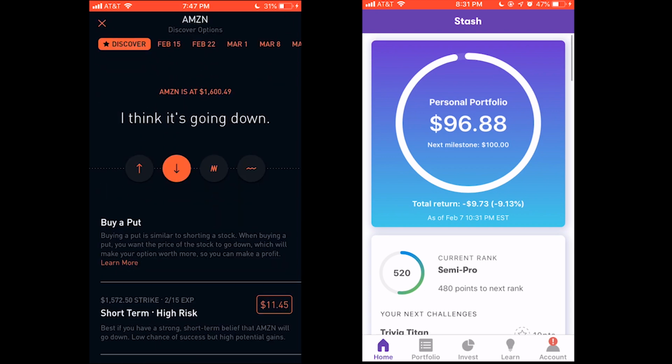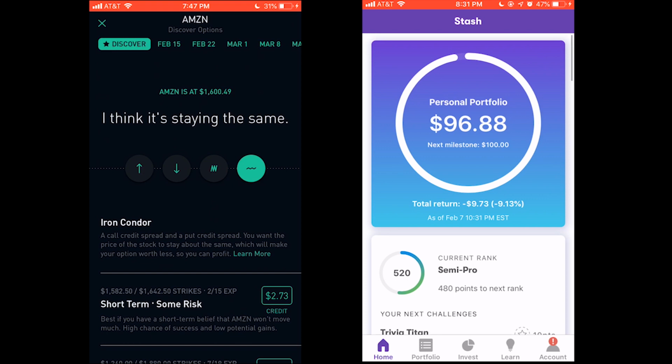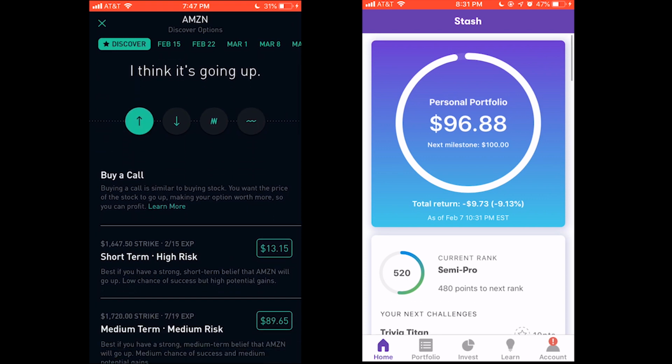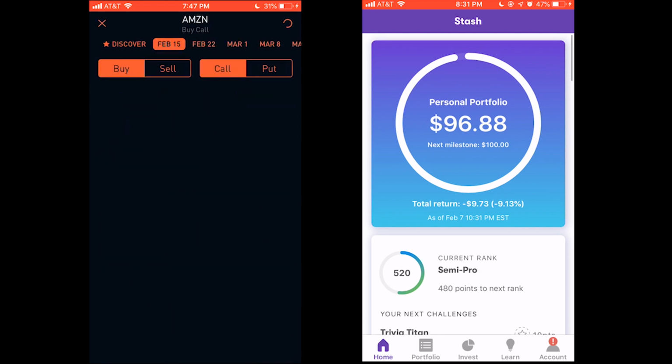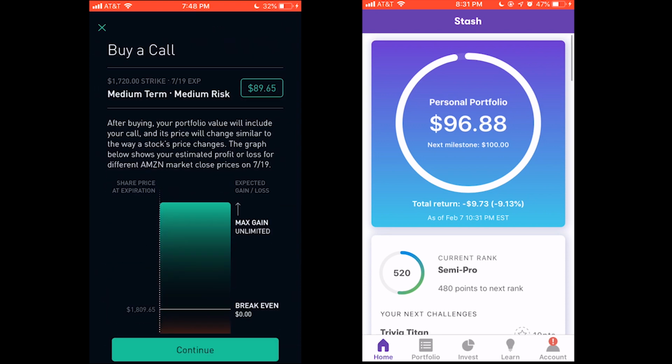We can do calls, puts, straddles, or iron condors. So let's check out a call. It gives us some suggested here, but we can also check out other offers if we don't like these, and there are a ton of them. But for right now, we'll just look at the medium term, medium risk.